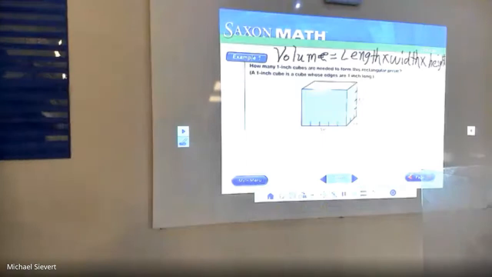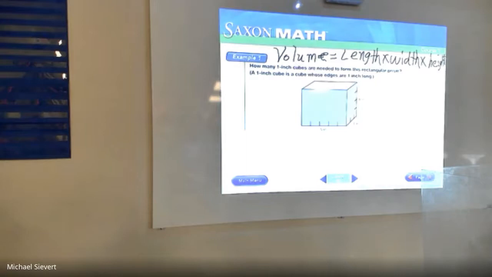Because volume is very close to area. When you have an area of a square, you're talking about the inside of it. When we're talking about volume, we're talking about inside the cube, inside the box. Like if I put your head in a box, how much of the volume would be taken up inside the box?